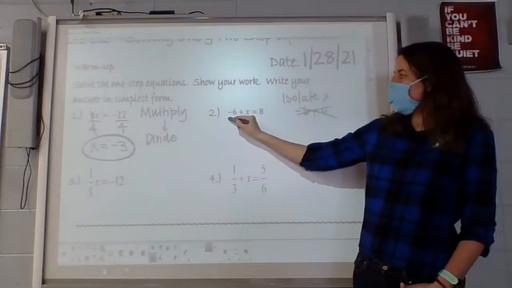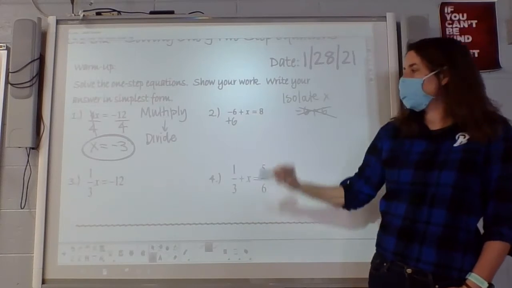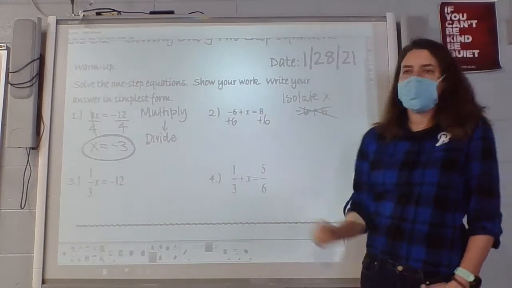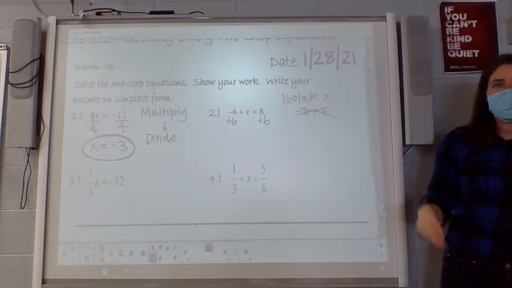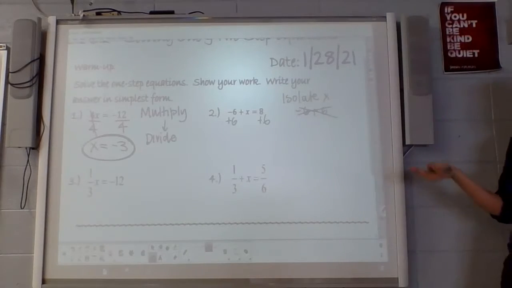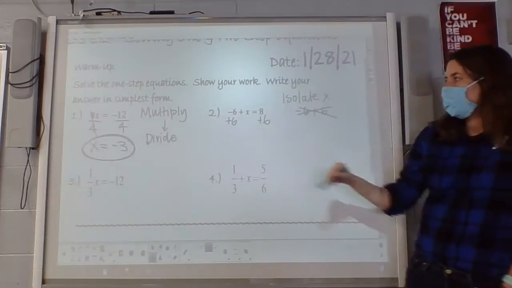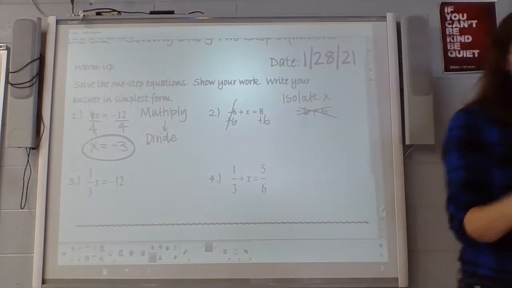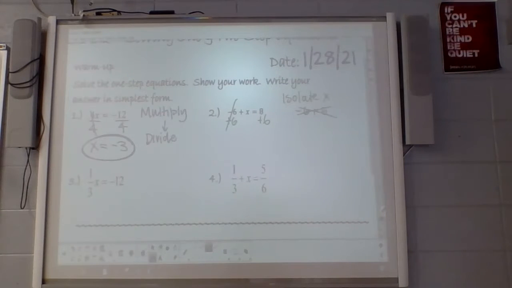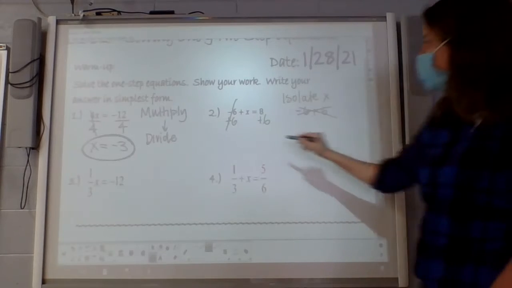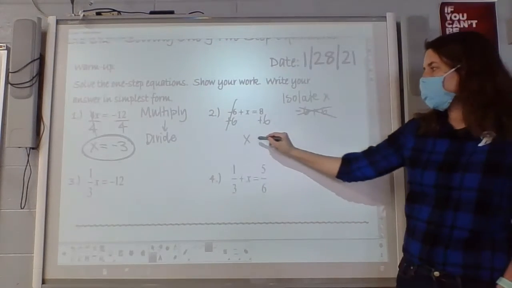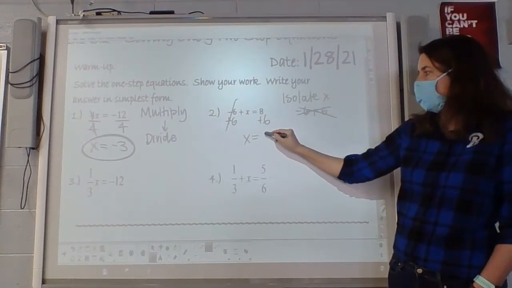So what I'm going to do is add 6 here, and then I'm going to add 6 on this side. So whatever I do to the one side, I have to do to the other side of the equal sign. Because negative 6 and positive 6 will cancel, and I'm getting my x alone. So then in this case, x is going to end up being 8 and 6 is 14.